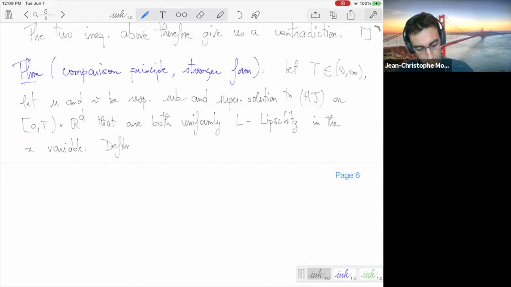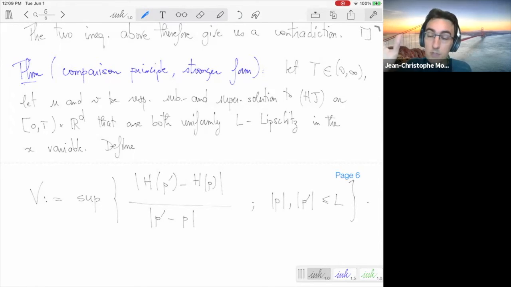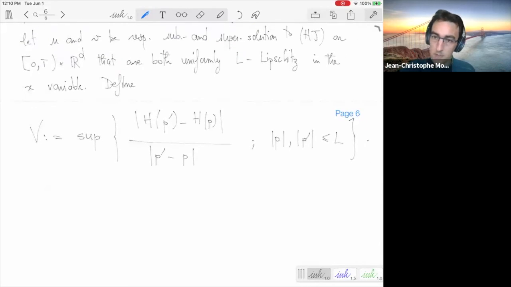So I want to define one more quantity. I'm going to call it V. V is going to be the Lipschitz constant of the nonlinearity in the equation. And this is for P and P prime which are at most L. It makes sense that I only look at H for arguments that are at most L, because the gradient of the functions I care about never exceeds L. So what H does outside of this region should not matter in the equation. It's H of grad U, H of grad V, so only these things will matter.